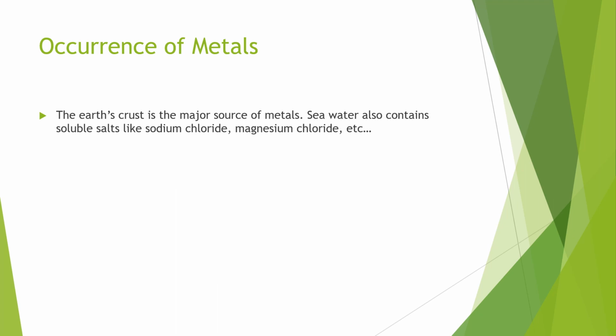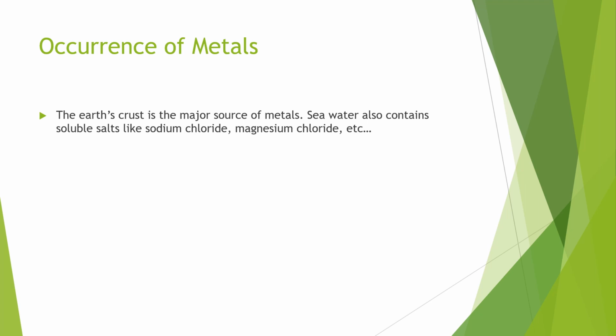Now let's see what are non-metals. Those elements which form negative ions by gaining electrons are called nonmetals. For example, iodine, sulfur, oxygen, hydrogen, etc. The nonmetals are either solids or gases except bromine, which is a liquid. Now let's see what are the physical properties of nonmetals. Malleability and ductility.